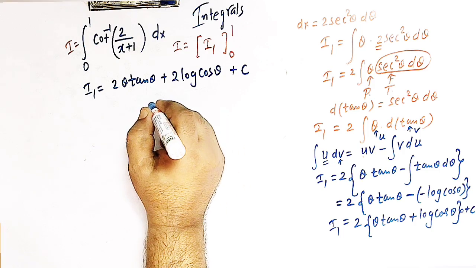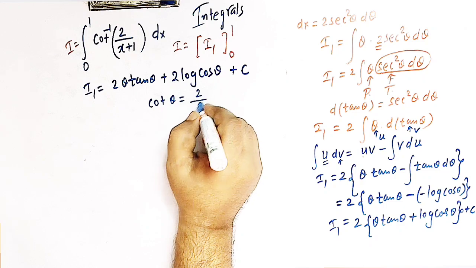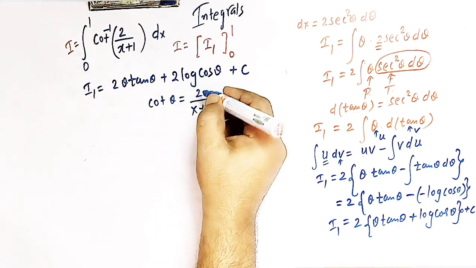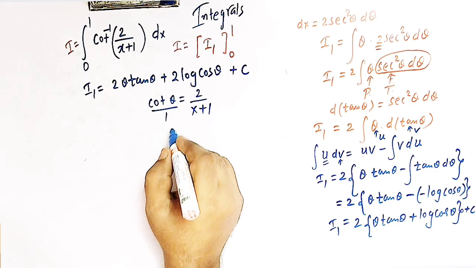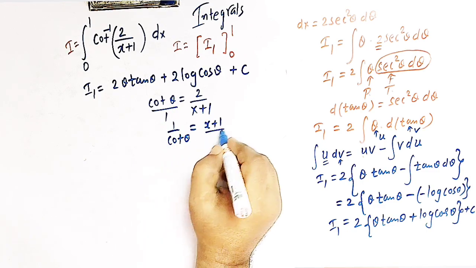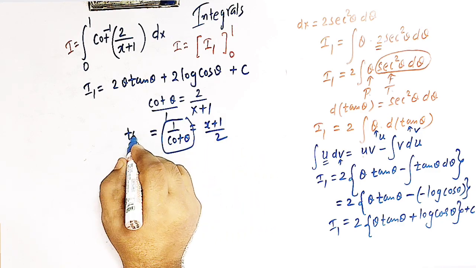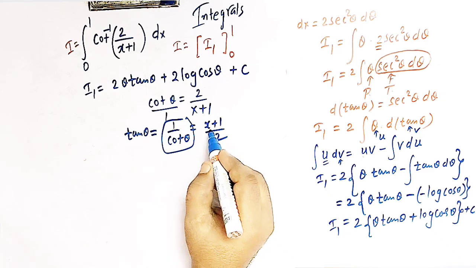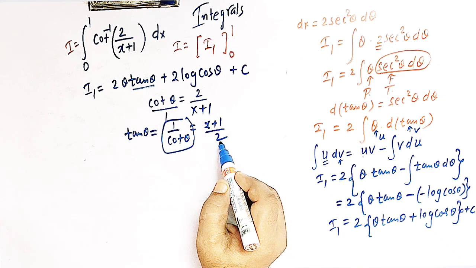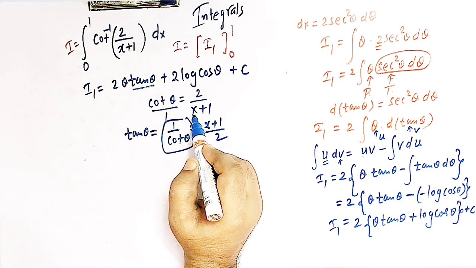So now we have to convert this expression in terms of x. We have assumed that cot theta is equal to 2 over x plus 1. If we take the reciprocal, then 1 over cot theta is equal to x plus 1 over 2, and 1 over cot theta is tangent of theta. So tan theta can be replaced by x plus 1 over 2.